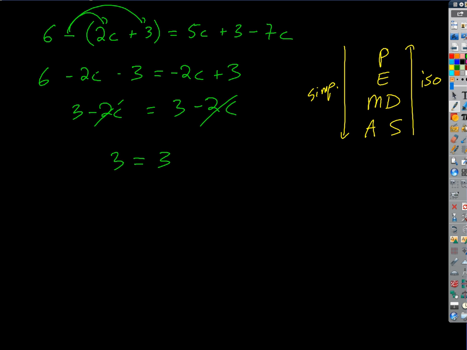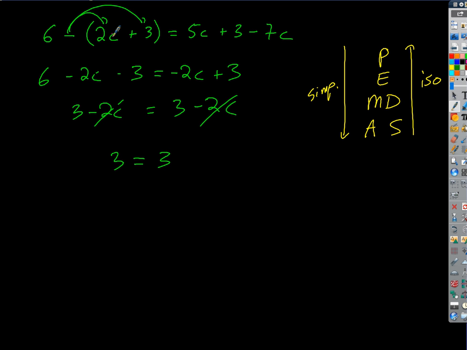If I plugged in 0, that term would go away, wouldn't it? Yeah. Everybody agree? So I'd have 6 minus 3 is, I get 3 on this side, and over here, that term would go away, and that term would go away, and I would just get 3 equals 3. So 0 worked. Is 0 the solution? Did I accidentally get it? Seems like it's a solution, isn't it?